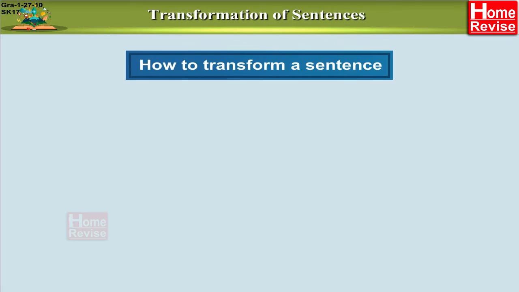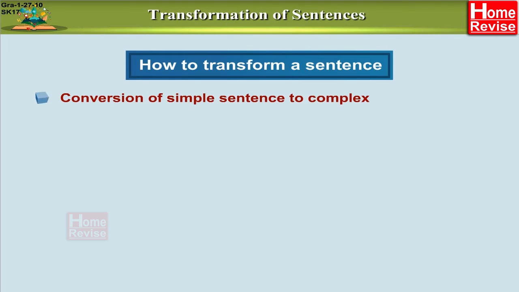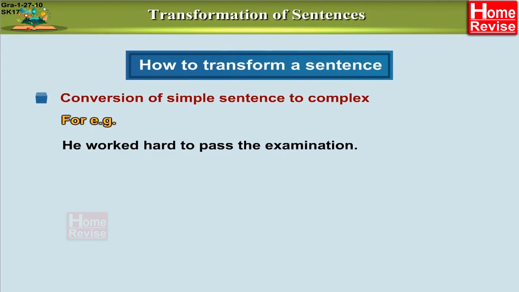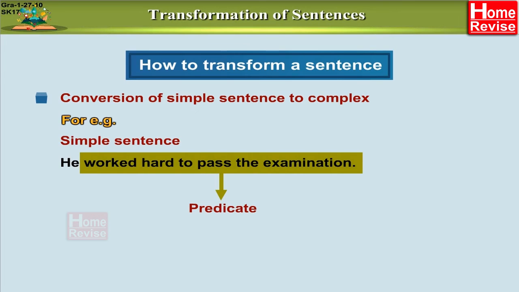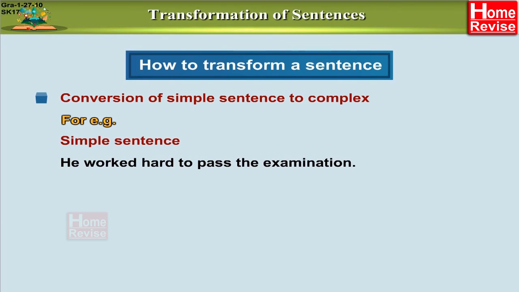Now let's understand how to convert simple sentence into complex sentence. So let's understand the conversion of simple to complex. Let's understand with an example. He worked hard to pass the examination. It is a simple sentence because it has only one subject and one predicate. Which is the subject? He. He is the subject and worked hard to pass the examination is the predicate.